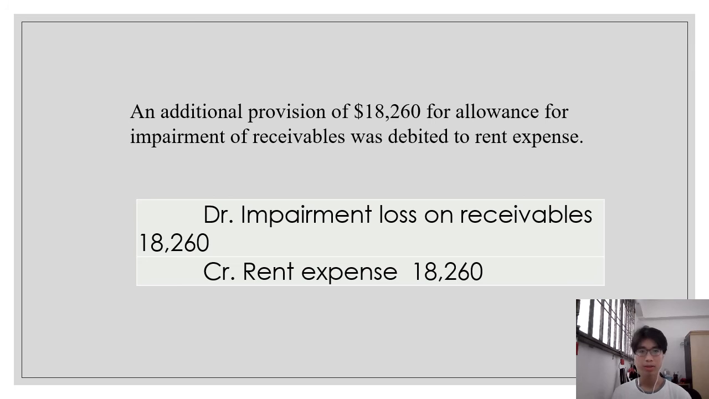For the next question, it states that an additional provision of $18,260 for allowance for impairment of receivables was debited to rent expense. By right, to record allowance for impairment of receivables, impairment loss on receivables should be the expense which is debited. Therefore, to correct this, we have to debit impairment loss on receivables $18,260. We have to reverse out the rent expense, which is when we credit rent expense.